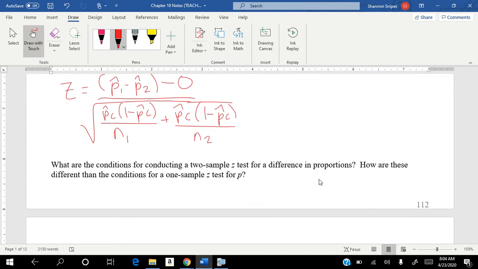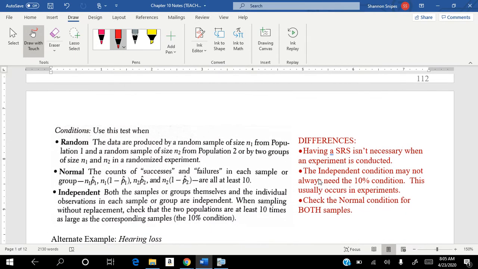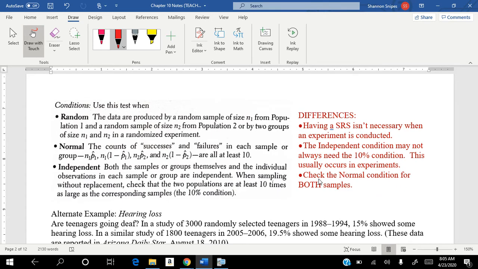All right, what are the conditions for conducting a 2-sample Z test for a difference in proportions, and how are they different from a 1-sample test? Okay, so the conditions, of course, is we must have random. We must have the normal condition be met and the independent condition be met. So that is basically the same thing we've been doing, just a couple little tweaks.